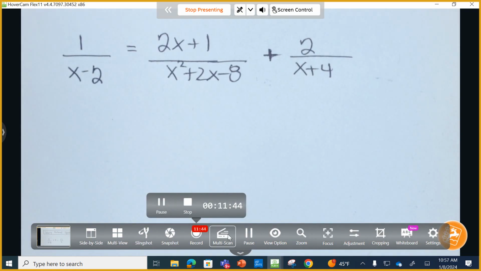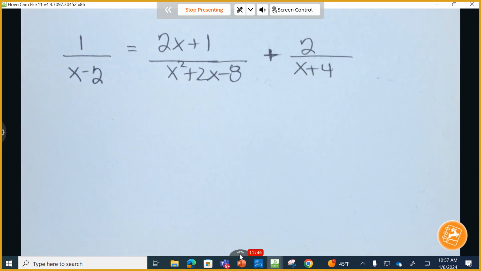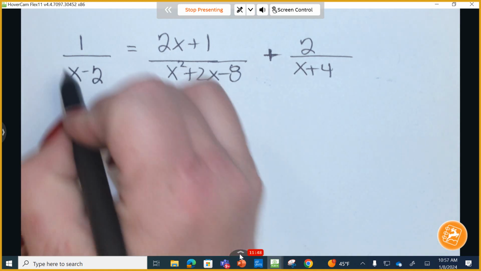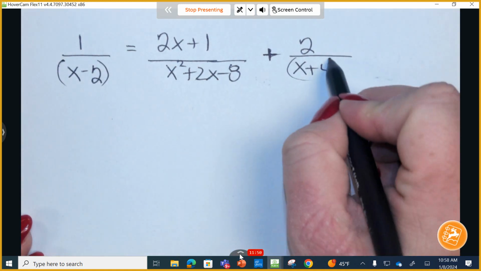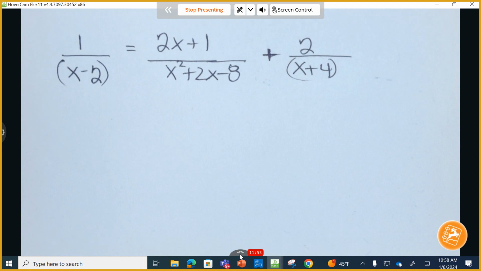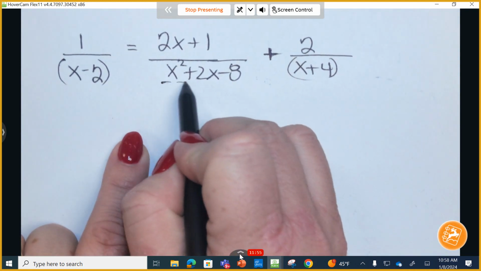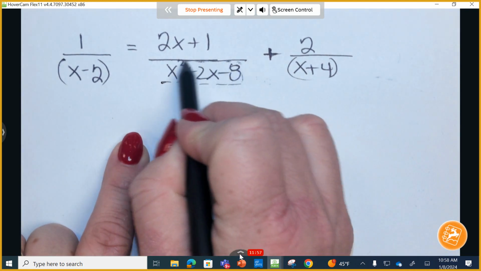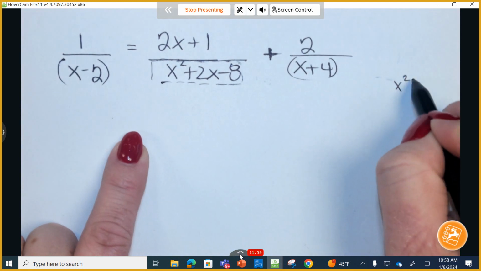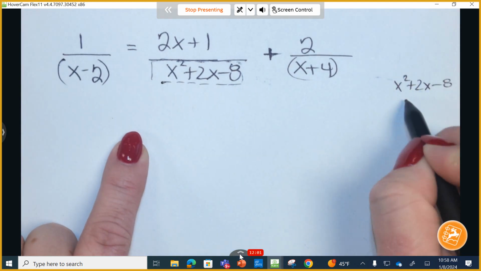This is example number 3. So we are only focused on the denominators. Now, I suggest that students, when they first start, put parentheses around the x minus 2 and the x plus 4. I'm going to take this portion, and I want to see if I can take this off to the side and if I can rewrite it. When we rewrite it, we are able to factor it.